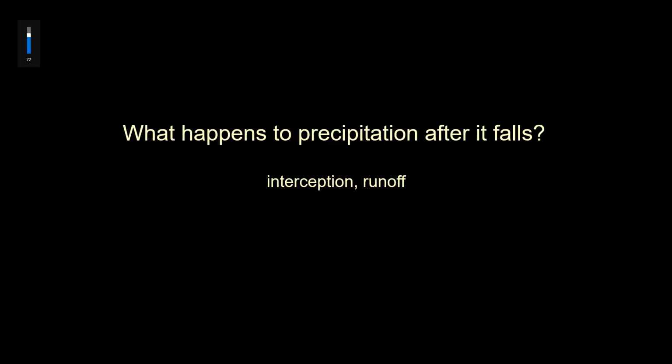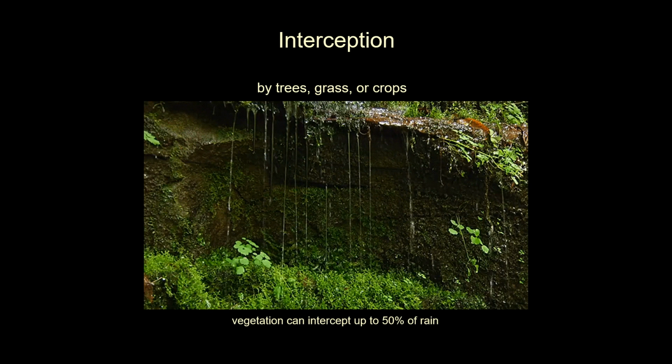So what exactly happens to precipitation after it falls? We know that it can be intercepted or it can run off the surface. Interception is interception by trees, grass, or crops. And as noted here, vegetation can intercept up to 50% of rain that falls. But what isn't intercepted by vegetation runs off the land surface as surface runoff.